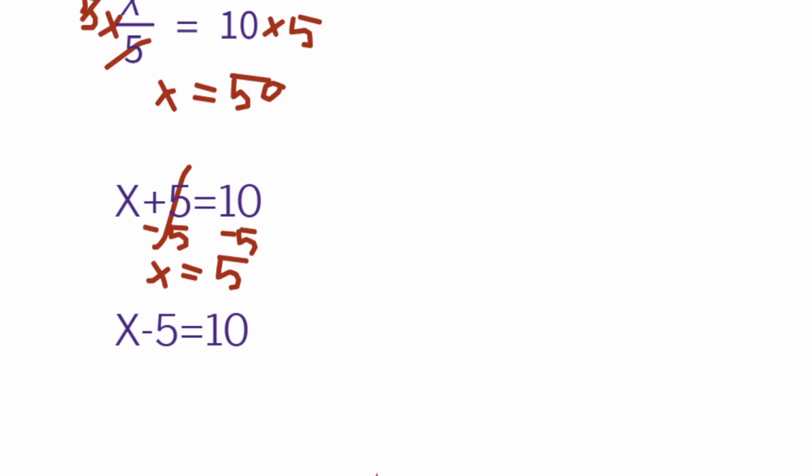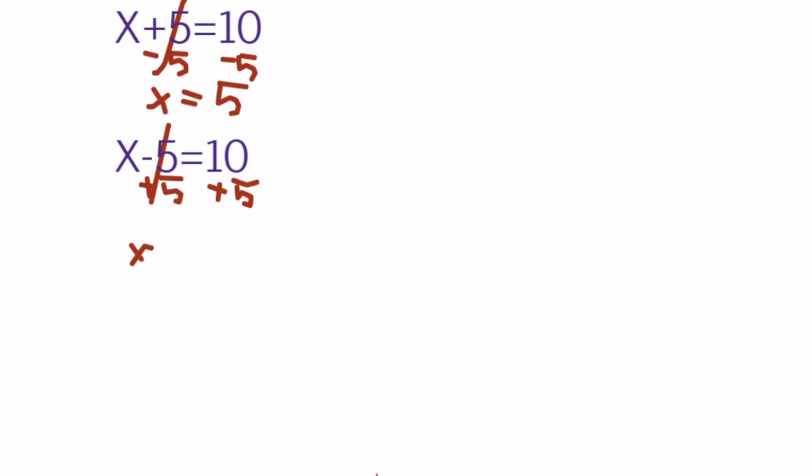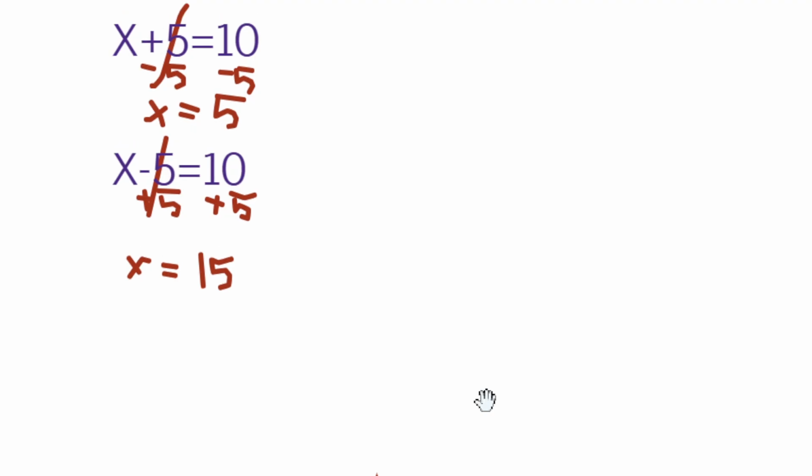x minus 5 equals 10. Oh, minus, we do the opposite. Do plus. Plus 5, plus 5. Cancelled. So x equals 10 plus 5, which is 15. Now, was it easy? Did you manage to get this?